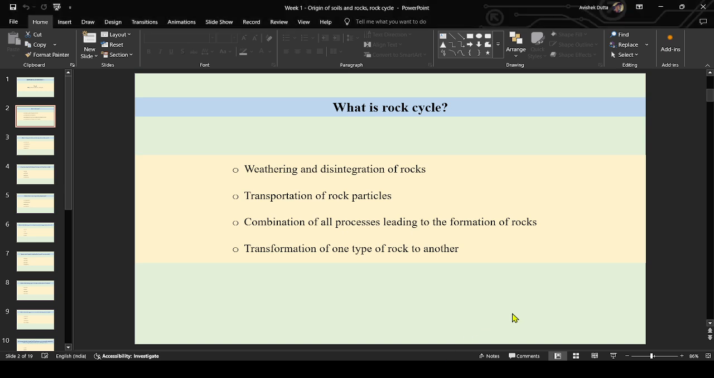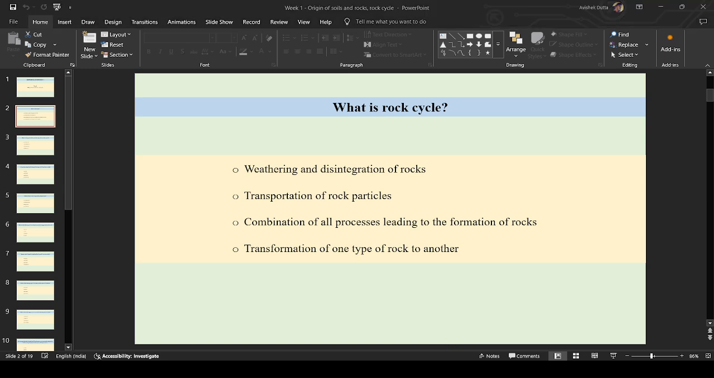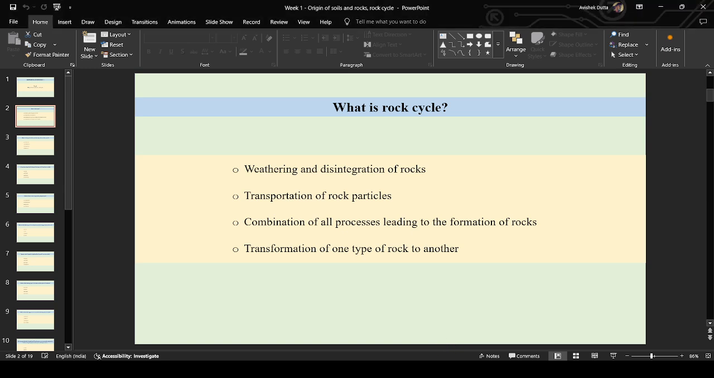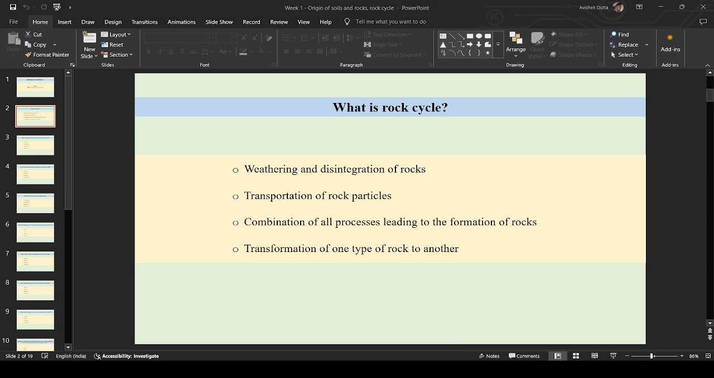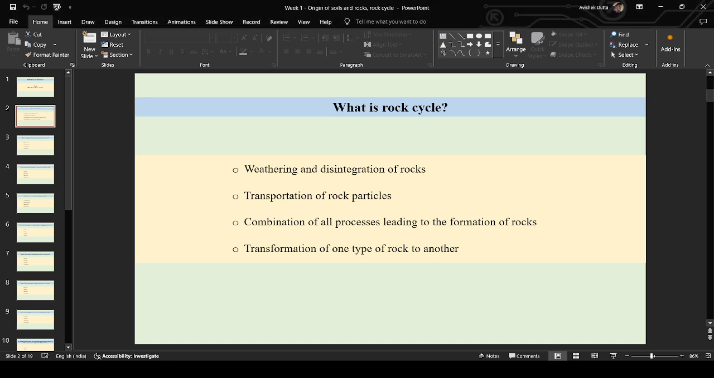Weathering and disintegration of rocks. Option 2, transportation of rock particles. Option 3, combination of all processes leading to the formation of rocks. And option 4, transformation of one type of rock to another.